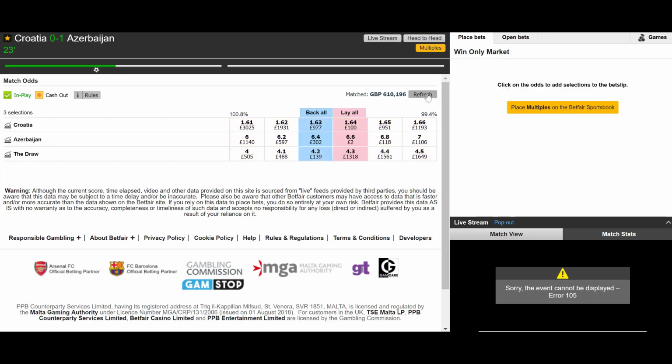So anyway, that is just a quick example of a time when it might seem like it's ideal to lay the winning team, but you really, really have to think about the price and have to think about the risk-reward ratio of your trade. So we'll see if we can maybe get a trade on this one, if Azerbaijan pull it off and hang on to the 1-0 for a good while. But who knows? 23 minutes gone in this one. Croatia 0, Azerbaijan 1, and no trade at all.